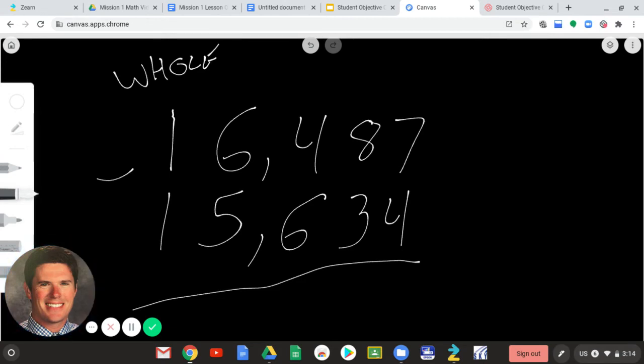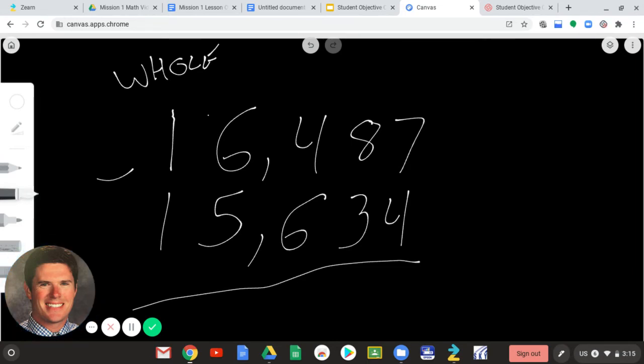Now, something that I know Zearn does differently than the way that you've probably been taught to do subtraction and the way I was taught. The way I was taught was this, right? I start here, because you got to start with your lower place value. 7, I would do 7 minus 4. I would solve that. I would do 8 minus 3. I would solve that. I would go on.